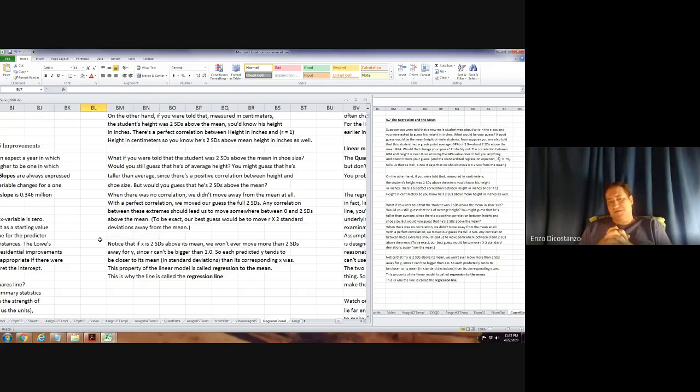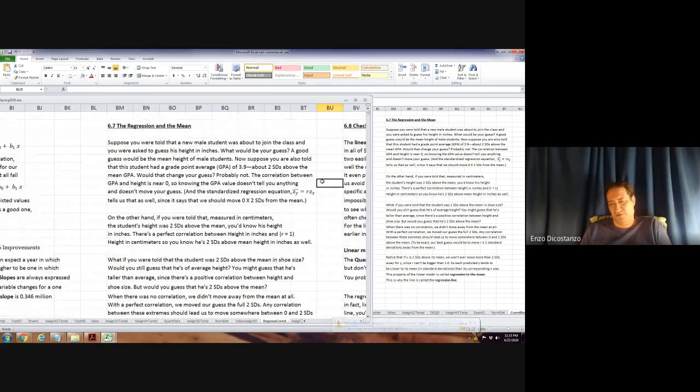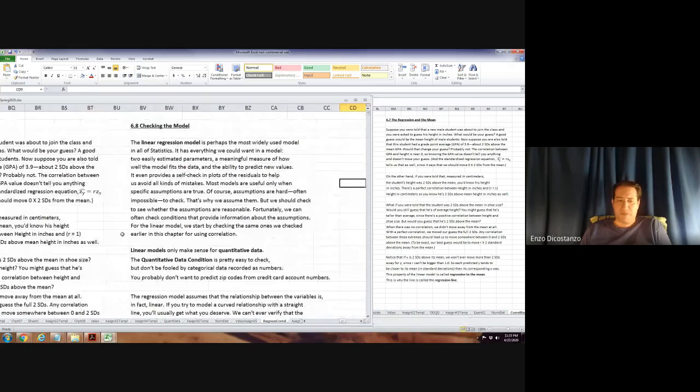So, drawing that straight line through the snowstorm of points is supposed to be as close to the mean as possible. That's really what this whole discussion about heights and guessing the GPA from the height, or guessing the height from the GPA, is all about. Okay, checking the model. And again, we've already done this.